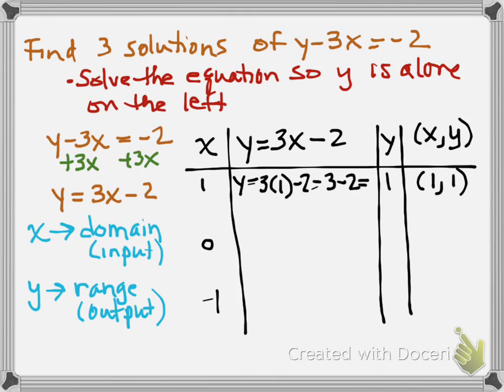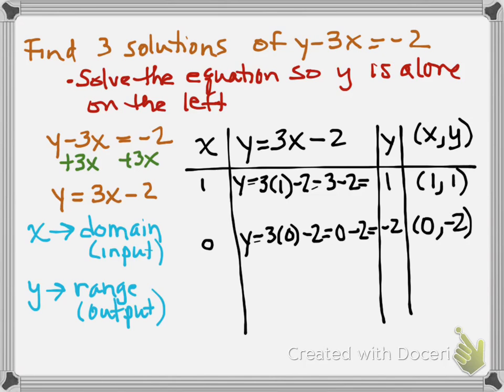Okay? Notice that I didn't write the answer in the middle. I wrote the answer in its own column. Okay? Next, let's try 0. So I substitute in 0 for x, and I solve. Well, 3 times 0 is 0. And what's 0 take away 2? Careful, what is it? -2. So my domain was 0, and my range was -2. So my ordered pair is 0, -2. Okay?